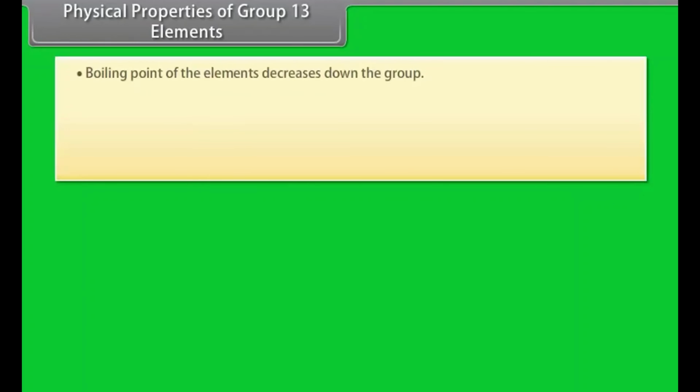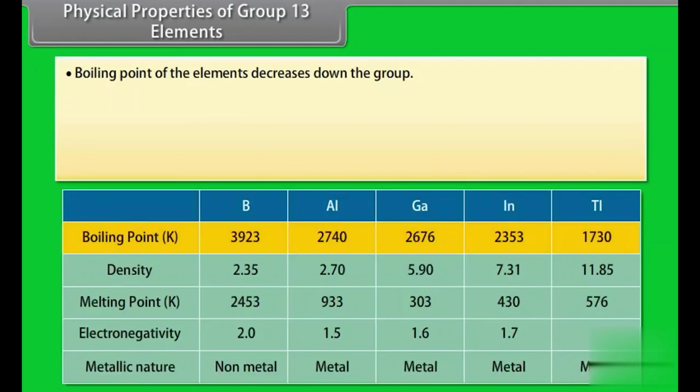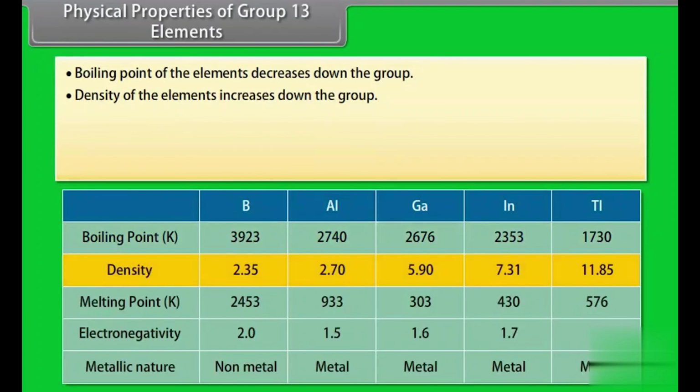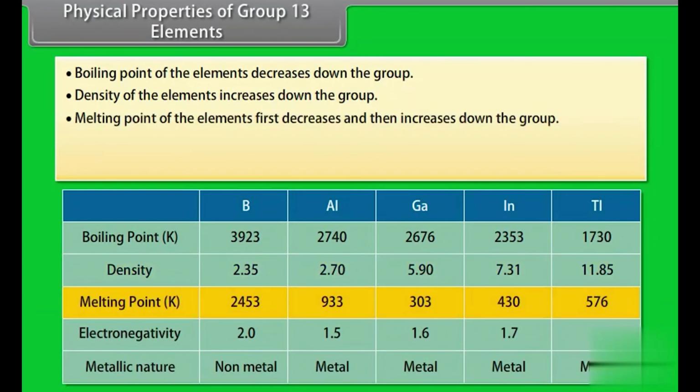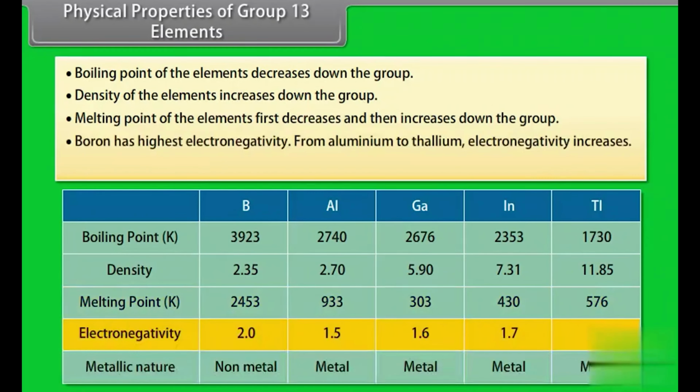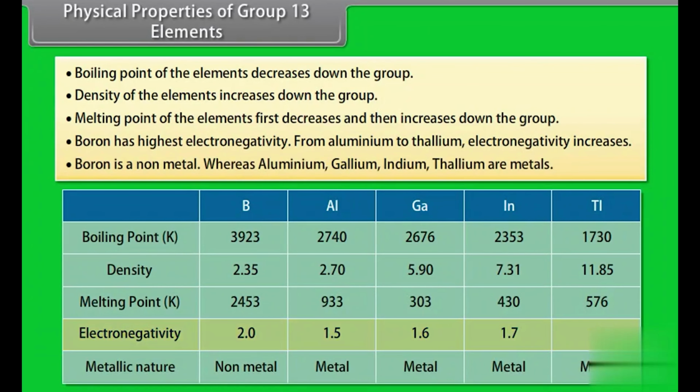Physical properties of group 13 elements. Boiling point of the elements decreases down the group. Density of the elements increases down the group. Melting point of the elements first decreases and then increases down the group. Boron has highest electronegativity. From aluminium to thallium, electronegativity increases. Boron is a non-metal, whereas aluminium, gallium, indium, thallium are metals.